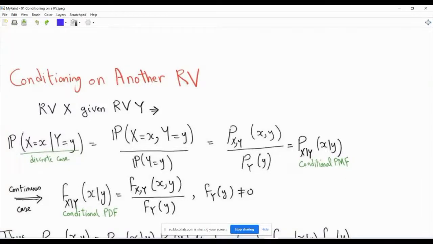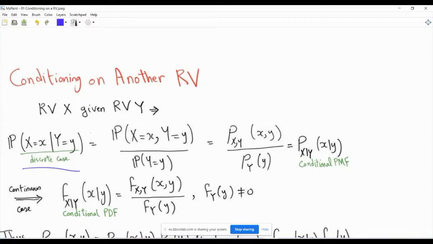So let's start by conditioning on another random variable. We have a random variable X, and now we want to condition on Y. So we are interested, in the discrete case, in a probability that looks like this: what is the probability that random variable big X takes the value small x, given, or conditioned on, the event that the random variable big Y is equal to small y?